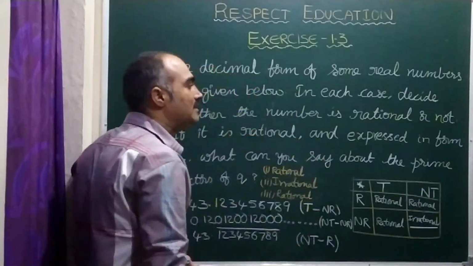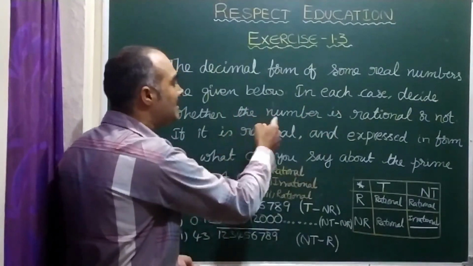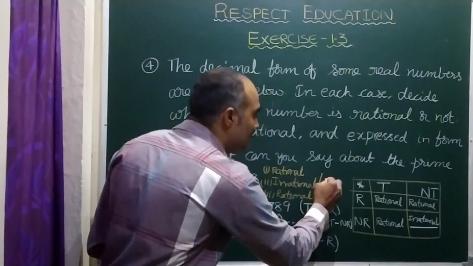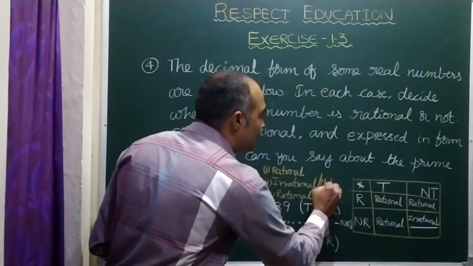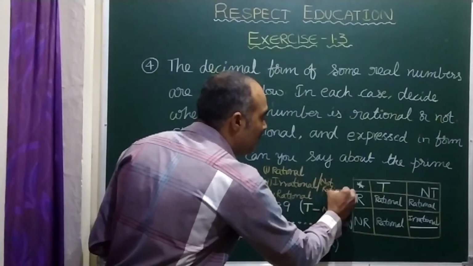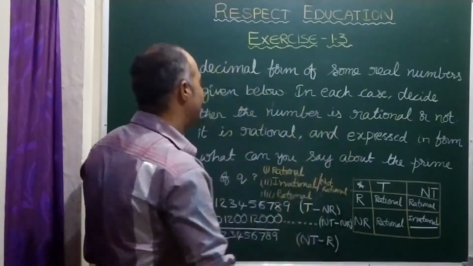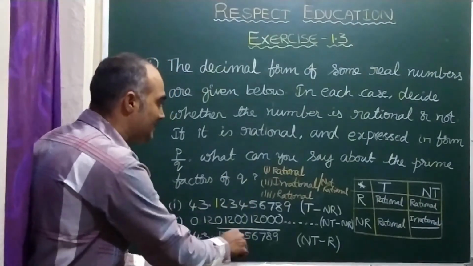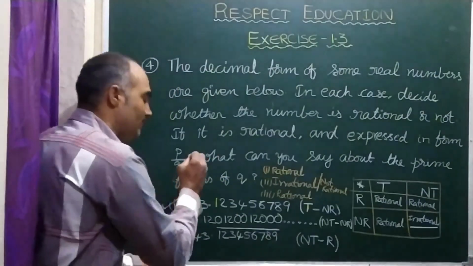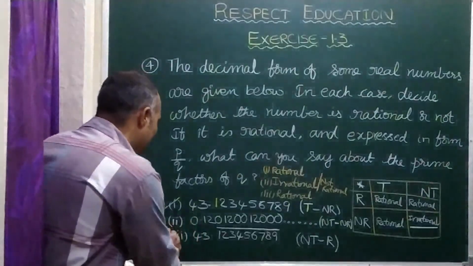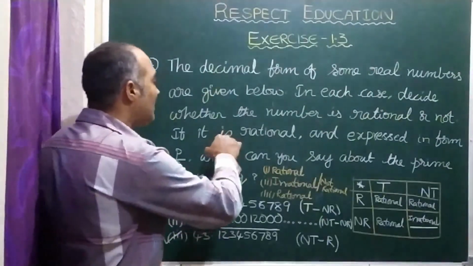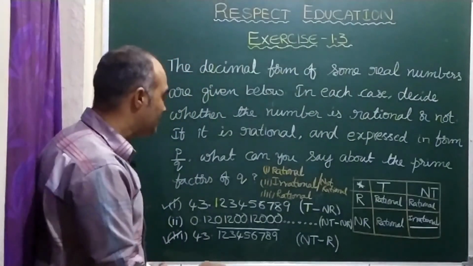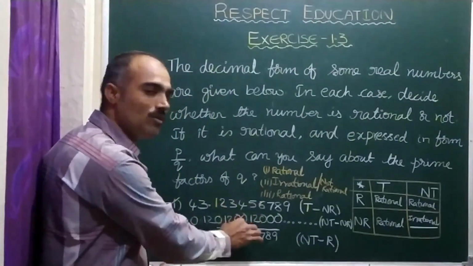In the question, it is asked to decide whether the numbers are rational or not. So the second one, irrational, means it is not rational. We can say like that also, children. It is not rational. And one more thing here. If it is rational, see here, which are rationals here? First one is rational. Third one is rational. If they are rational and expressed in the form of p by q, here you see, children, we need not express them in the form of p by q.